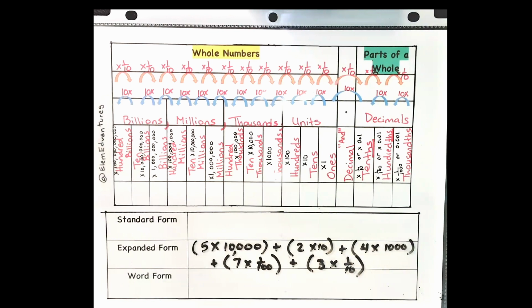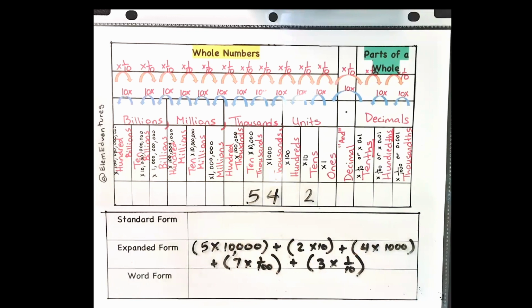Here we have 5 times 10,000. That shows that the digit 5 is in the 10,000s place. The next part in our expanded form is 2 times 10. That's showing the digit 2 is in the tens place. Wait a minute, our next value is 4 times 1,000. Well, that means we've got to go back to the thousands place and put the digit 4.